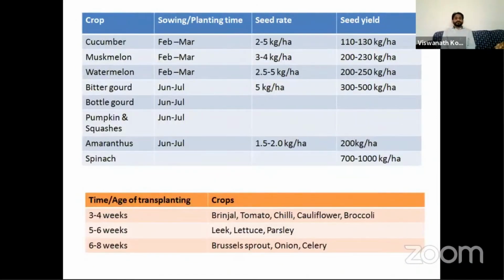And the age of transplanting: 3 to 4 weeks nursery for brinjal, tomato, chili, cauliflower, broccoli, and 5 to 6 week nursery for leek, lettuce, parsley, and 6 to 8 week nursery for Brussels sprout, onion, and celery.